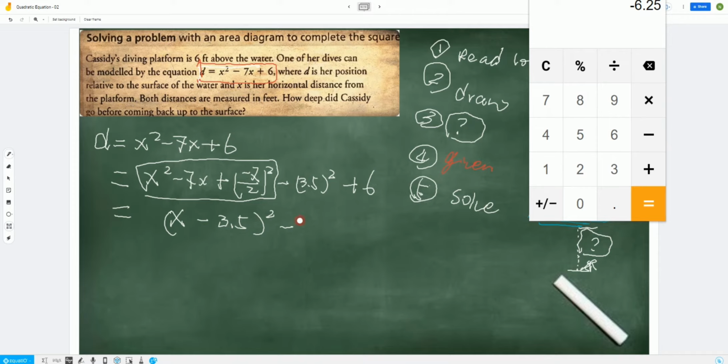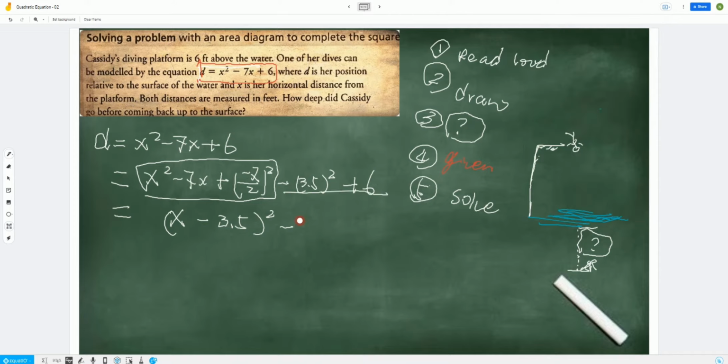Just one second. So this should be, it should be plus. Negative, sorry, negative. Let's erase it. It should be negative. It's not positive because 3.5 squared is bigger than 6. Okay, so this is the vertex form. The x value of the vertex is 3.5, and the y value is negative 6.25.